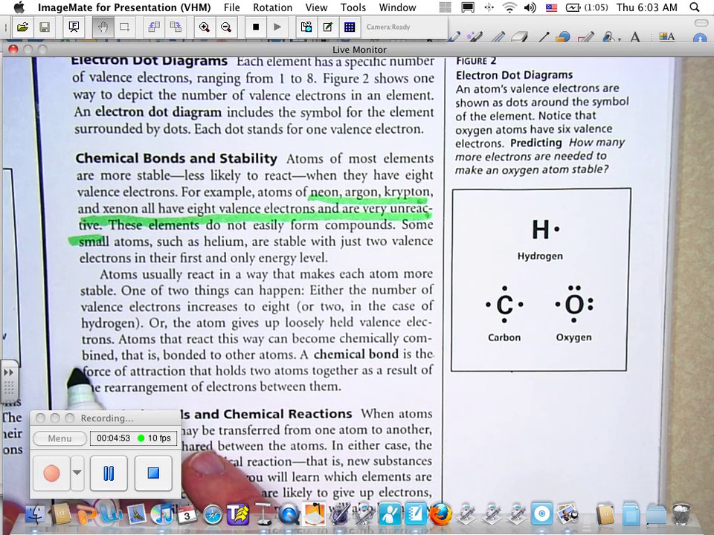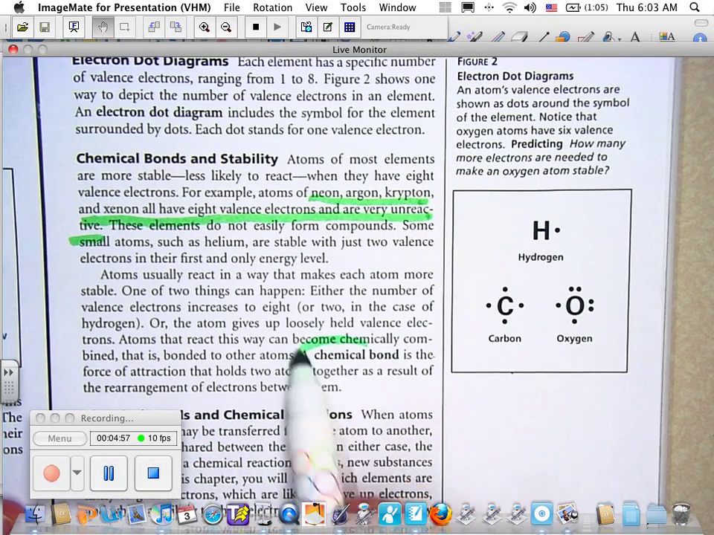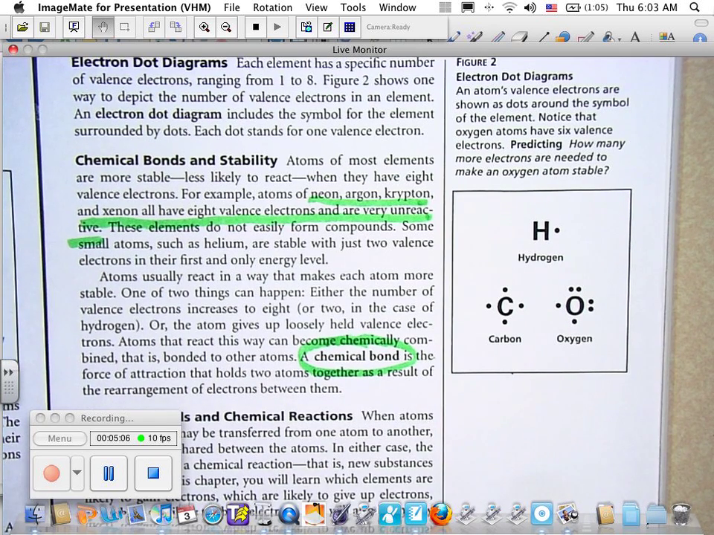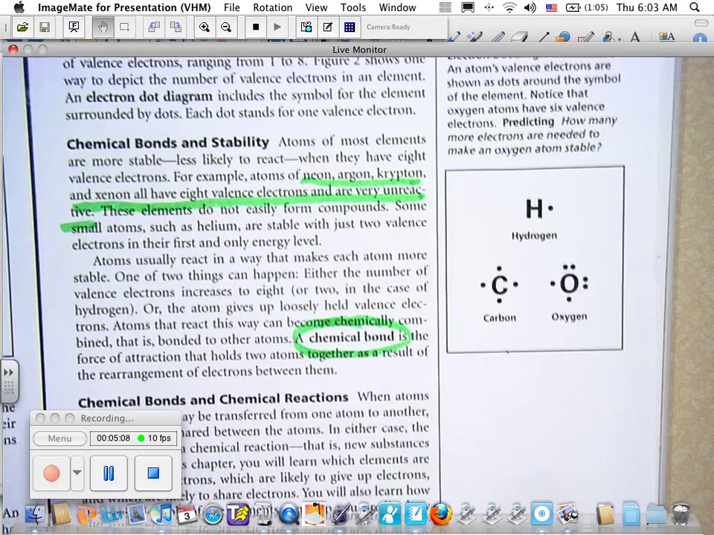A chemical bond, vocab word, is the force of attraction that holds two atoms together as a result of the rearrangement of electrons. So a chemical bond is the force that holds two atoms together because of a rearrangement of electrons. All right, let's keep reading.